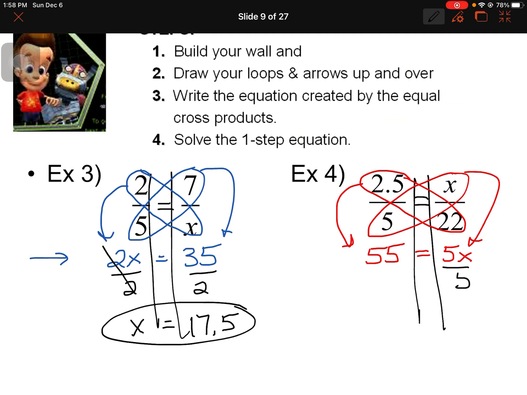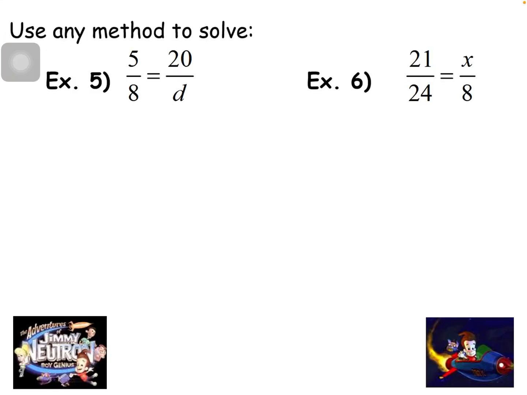We're going to divide both sides by 5 to get x all by itself, and you really should be able to divide that in your head. So 55 divided by 5 is 11. So x would equal 11 in this case. All right, so that's Jimmy Neutron, and we're going to keep going with that and practice some more.